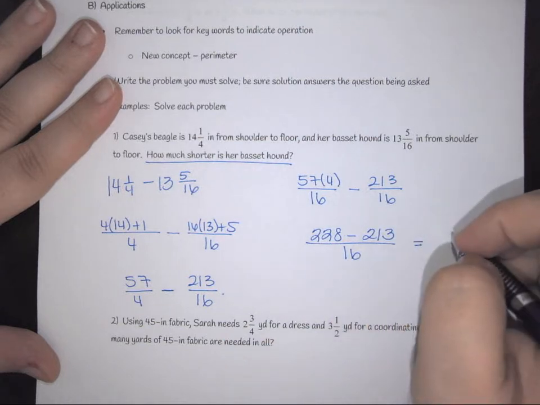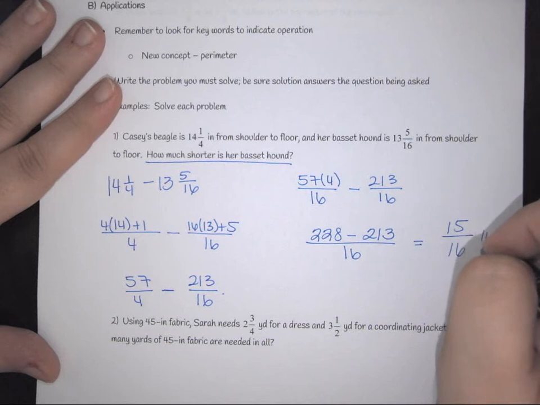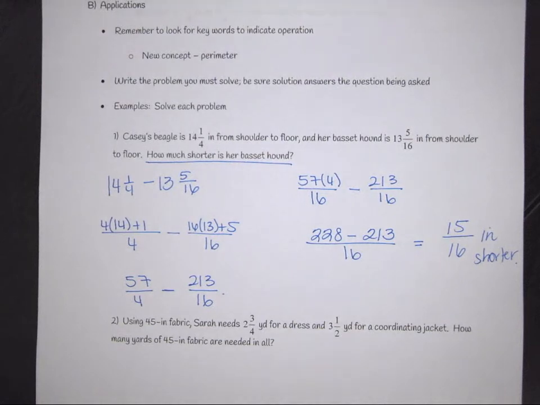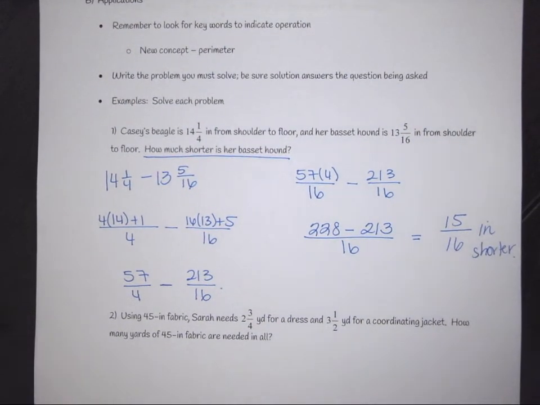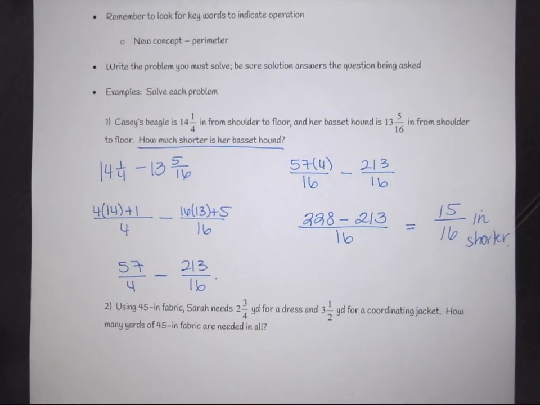When we subtract that away, this ends up being 15 over 16 inches shorter. Now, since this is a proper fraction, there is nothing else for me to do because it is already in not only fraction notation, but it is also in mixed notation.